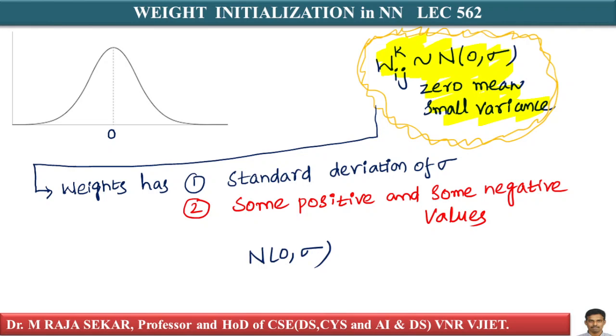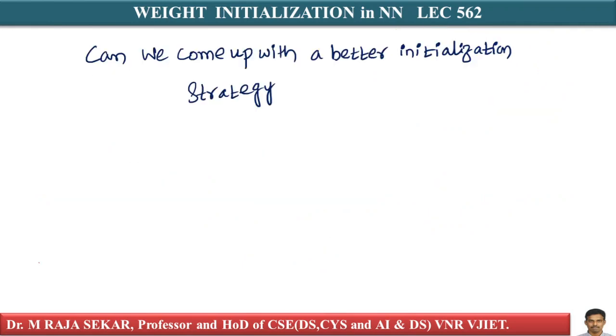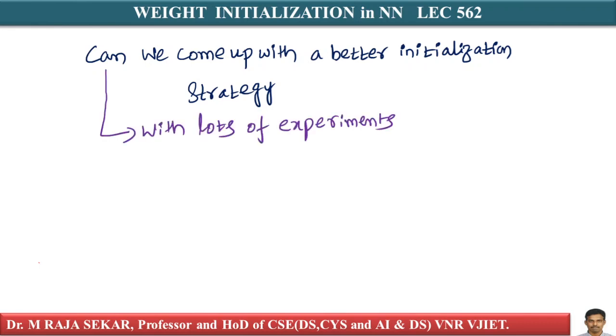What people have done, people said, can we come up with better initialization strategies? With a lot of experiments, and of course some theory, lots of researchers have done lots of experiments. Of course, there is some theory behind them, but the theory is not very strong. It is a weak theory, but there are lots of very good experiments through which we can come up with better strategies on initialization in the last few years.